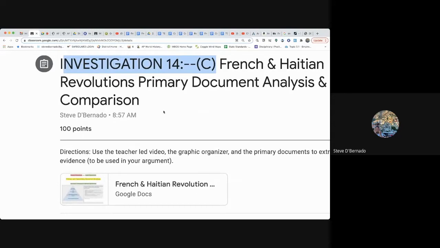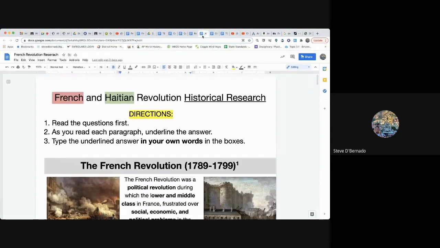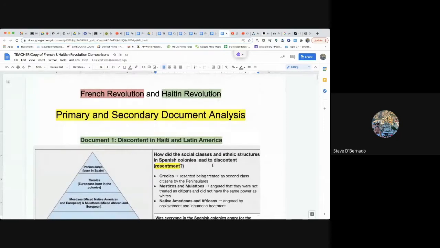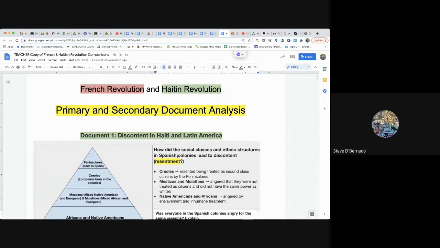Everybody should be going to 14C right now and opening that document. I'm going to work with you and model how to do the first few documents. It was a little bit harder than our primary investigations of the past. All right, so here I am. Your document should be on the right. Split your screen. My document's on the left.